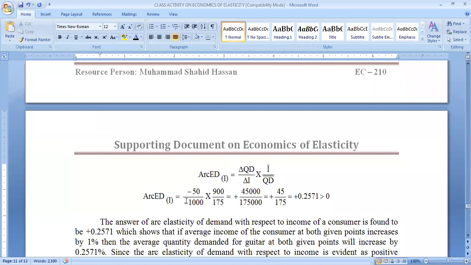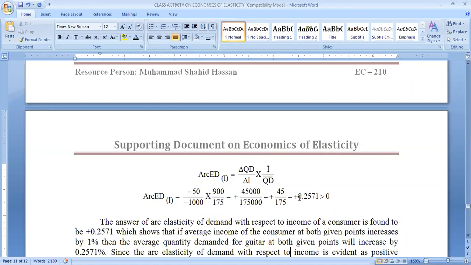Hence, the negative and negative becomes positive. 50 into 900 becomes 45,000. 175 into 1000 becomes 175,000. So three zeros are cancelled with the three zeros. The left answer is 45 divided by 175, and the ratio can be written as, so 45 divided by 175, the answer becomes 0.2571, and this answer of arc elasticity of demand with respect to income is positive.